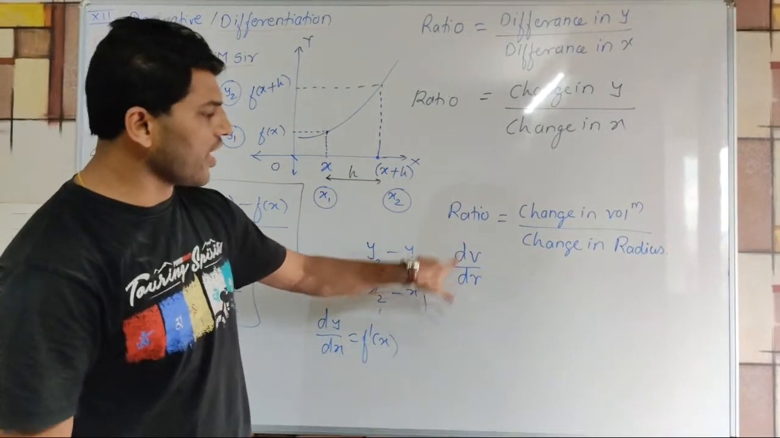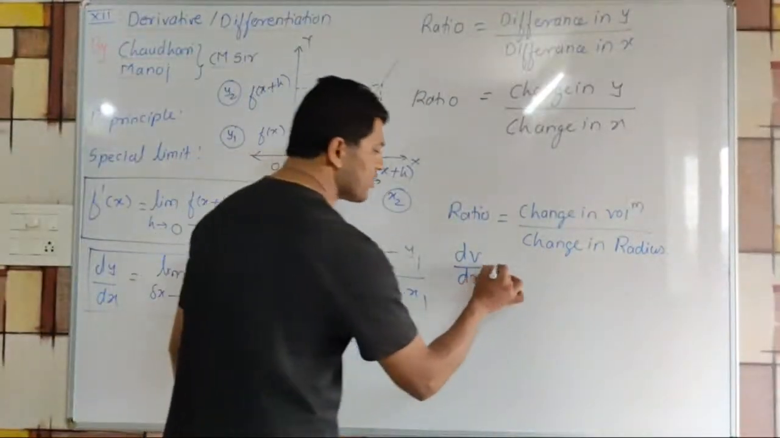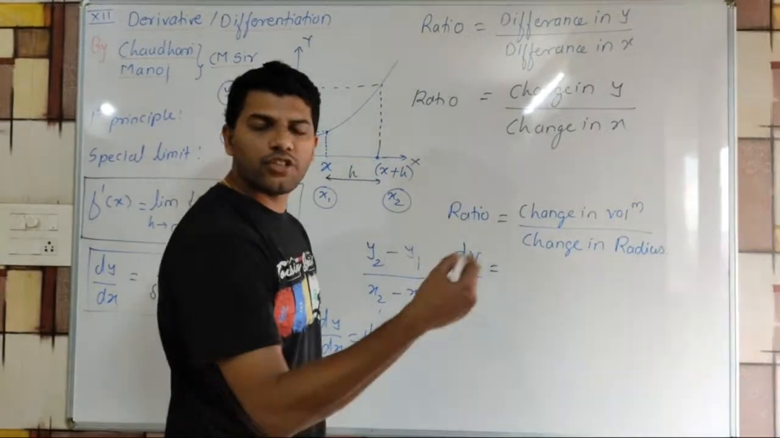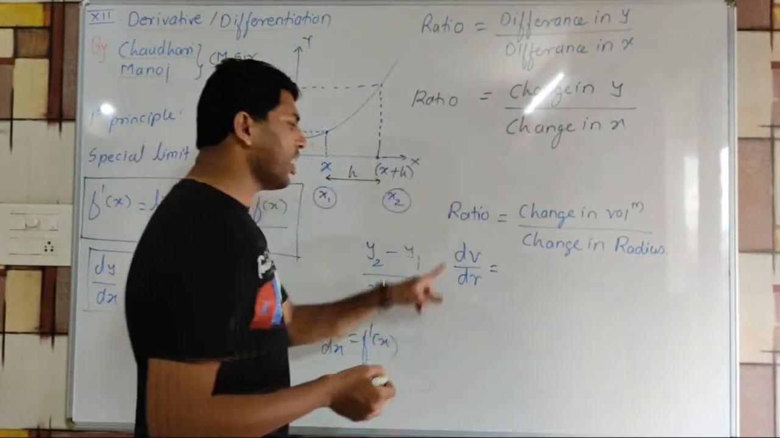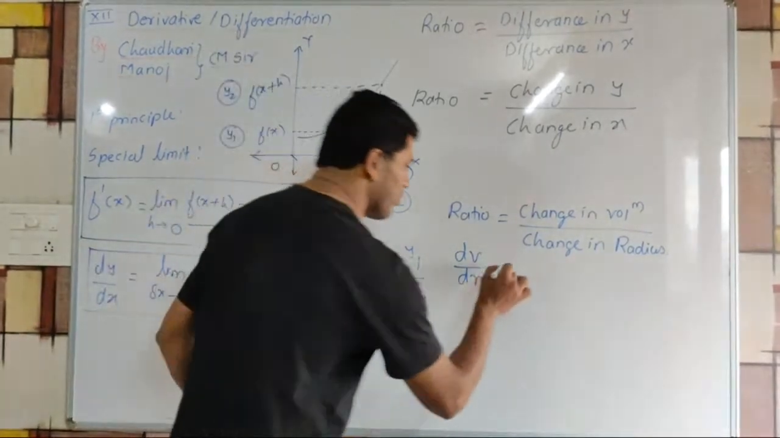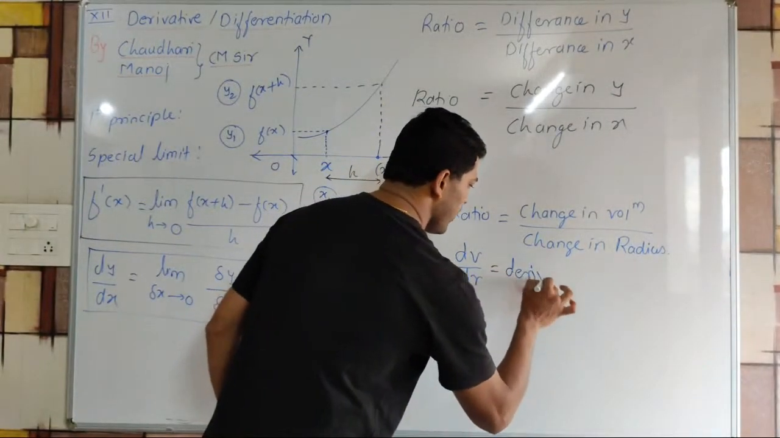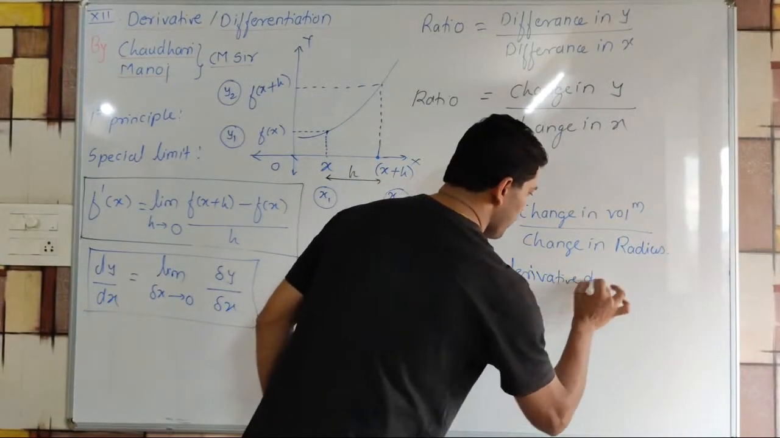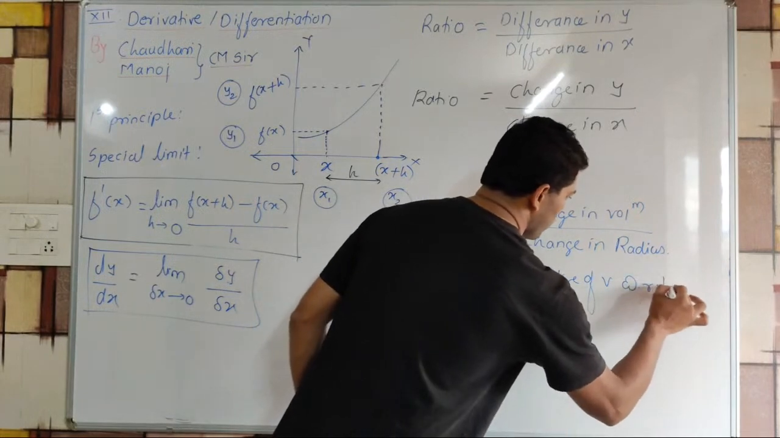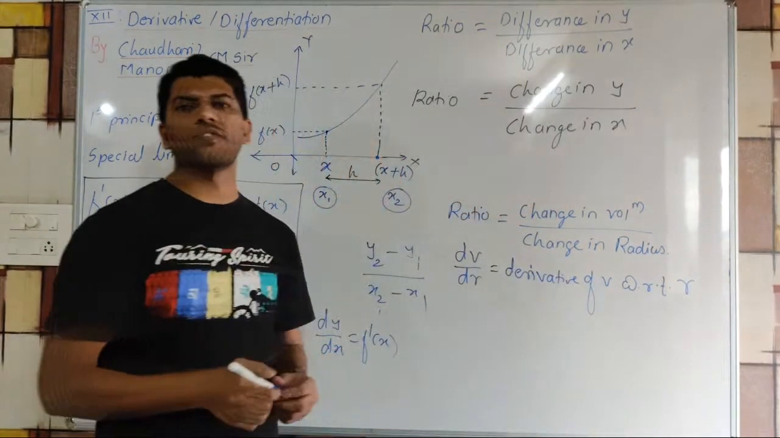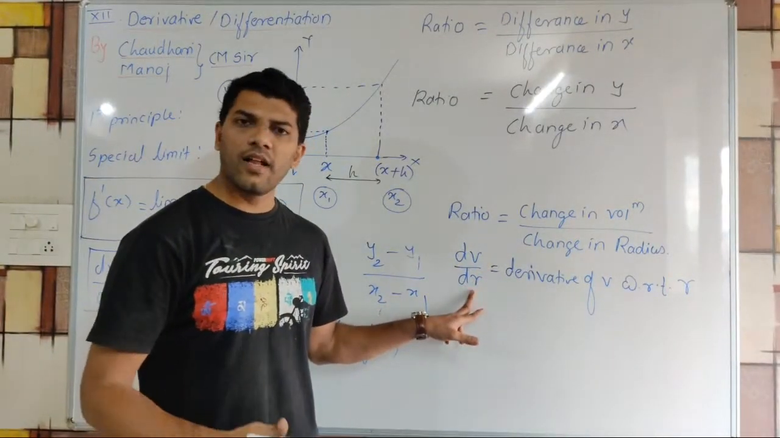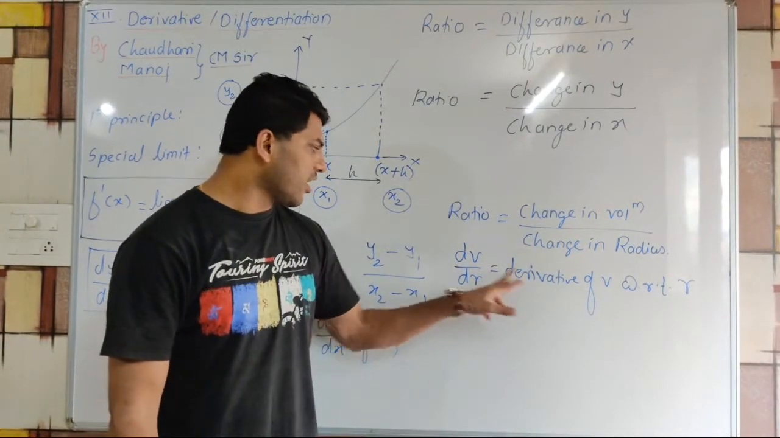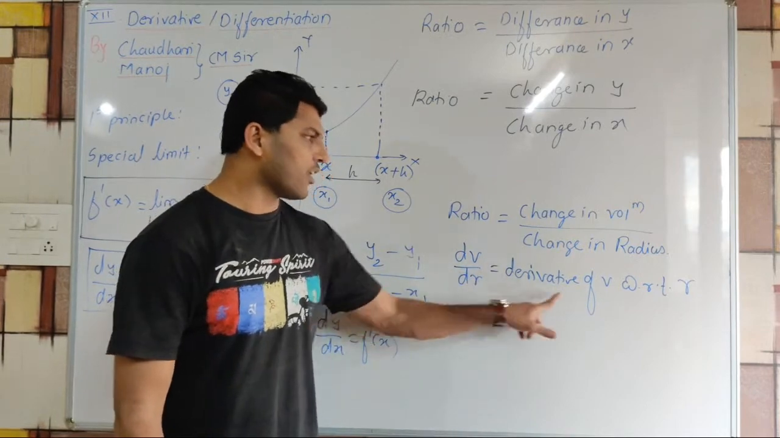So we have to write it as dV by dr, which is also called rate of change of volume with respect to radius, or we can say derivative of V with respect to r. Try to understand, this is very important thing. How to read this? It's a dV by dr. So we read it as derivative of V with respect to r.